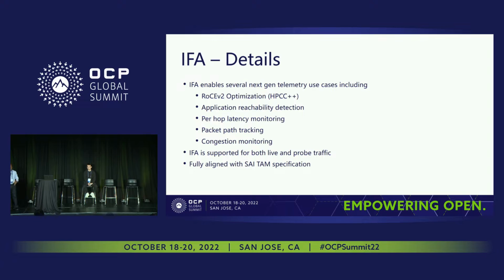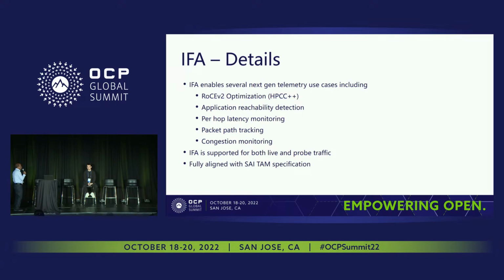We have one customer in Taiwan who is using this packet path tracking use case with one of our OEMs. If the packets take, let's say, more than 6 hops, they want to be alerted, meaning something went wrong. So that's another use case.